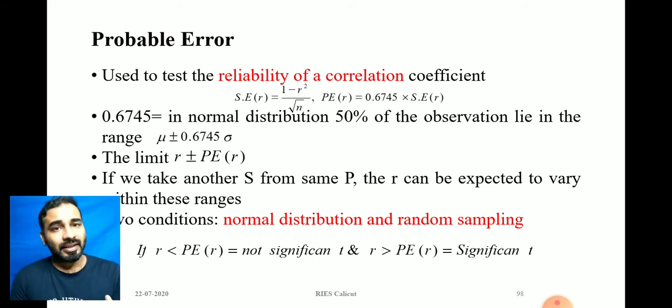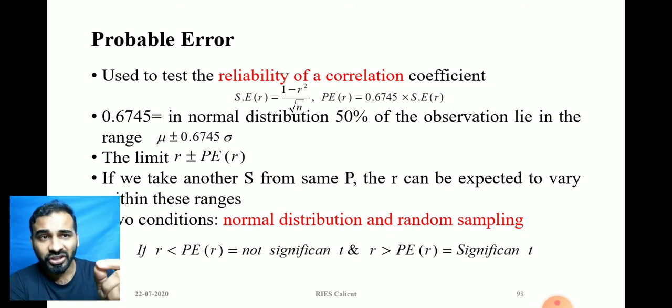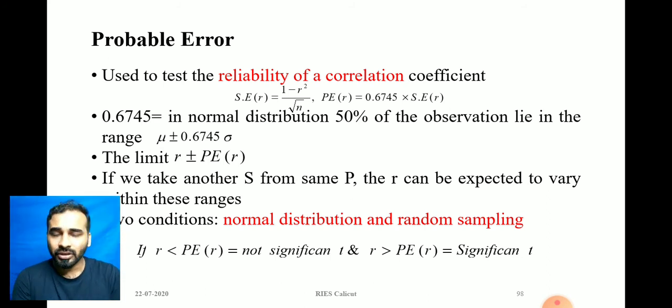What is standard error? The standard error of a correlation is (1 minus r square) divided by root n. This is what we call the standard error of a correlation coefficient. Then probable error means what? If your standard error is multiplied by 0.6745, what is the 0.6745? It comes from the normal distribution. In a normal distribution, 50% of the observations lie in the range of mu plus or minus 0.6745. So this is derived from the normal distribution. So probable error is equal to 0.6745 times the standard error of the correlation.